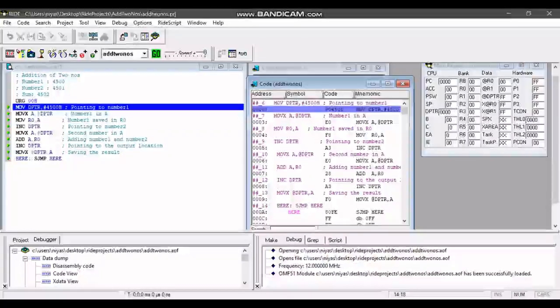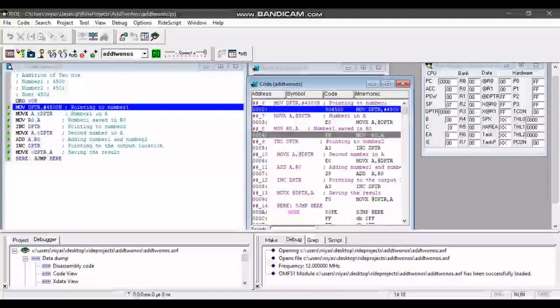So MOVX A, @DPTR. What is the equivalent machine language? The equivalent machine language is E0, which is 1 byte. So it will be saved in 3. What is the next location where the machine language will be saved? It will be in 4, because in 3 one byte will be saved, next is 4.